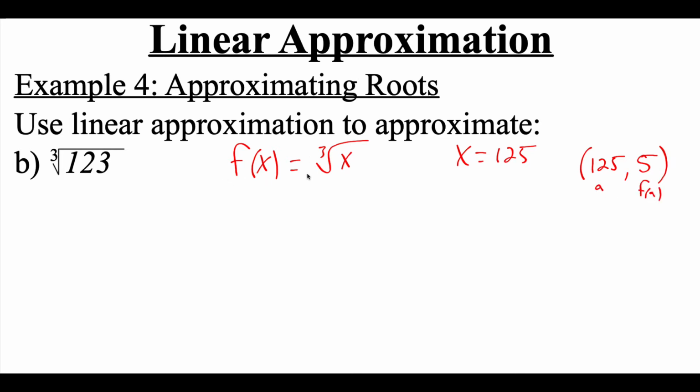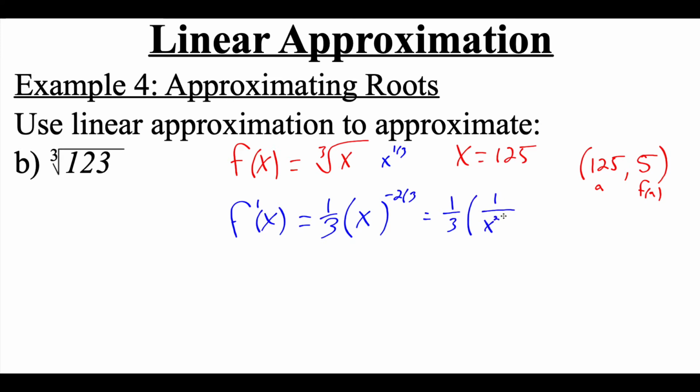Now we need to go through and find the derivative of this cube root function. If we think about this as x to the 1/3 power, then as we find the derivative using the power rule, this is going to be 1/3 times x to the negative 2/3 power. Now I'm going to drop that down to the bottom of a fraction so that we don't have the negative power. So I'm going to write it as 1/3 times 1 over x to the 2/3 power. Now because we're dealing with an a value of 125, if we plug that in here for our x and simplify things down, we would end up with our slope being 1 over 75.